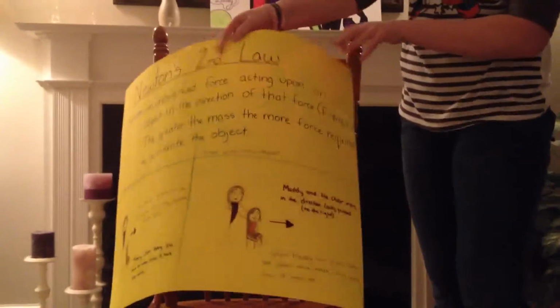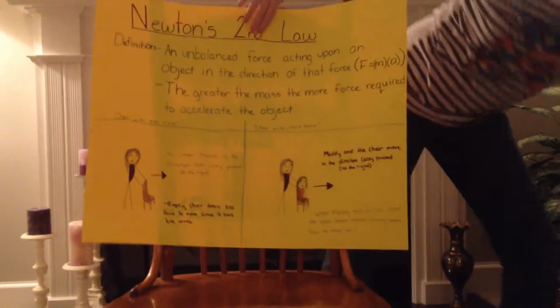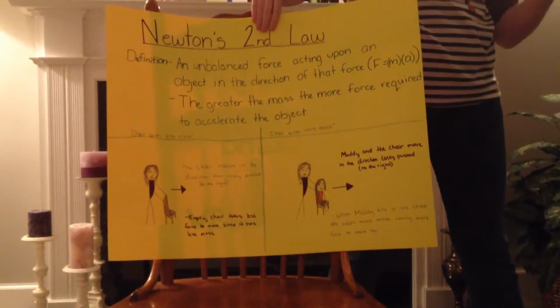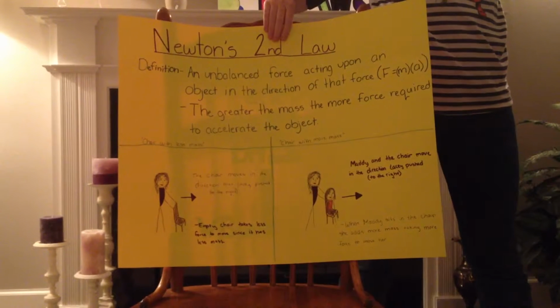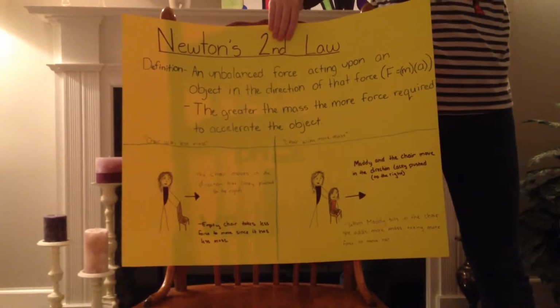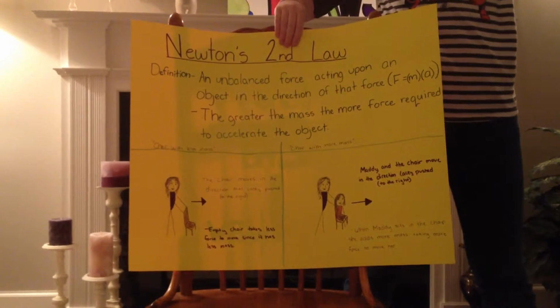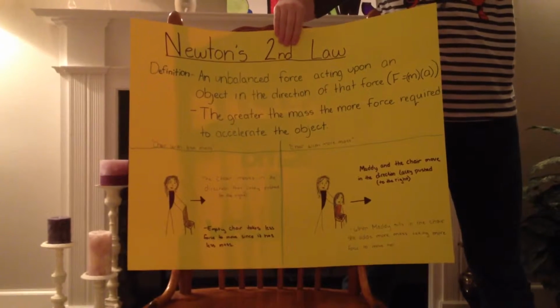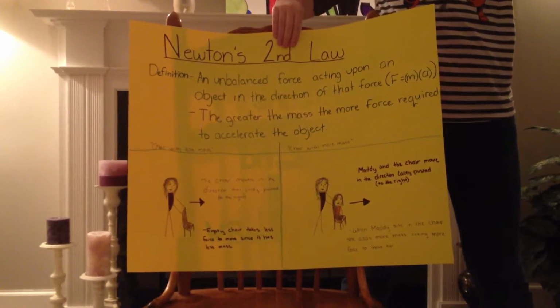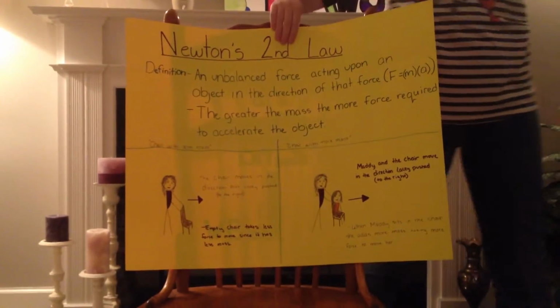Newton's second law. Newton's second law states that an unbalanced force acting upon an object will accelerate the object in the direction of that force. F, force, equals m, mass, times a, acceleration. The greater the mass, the more force required to accelerate the object.